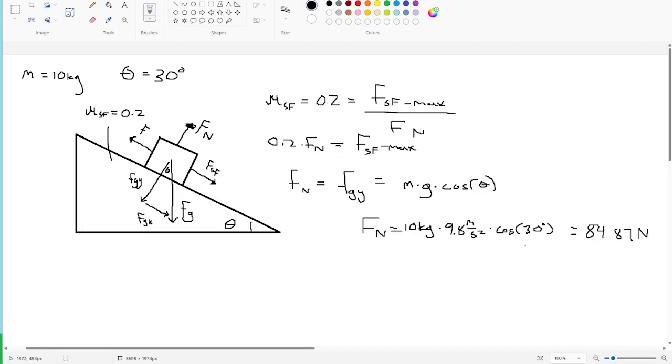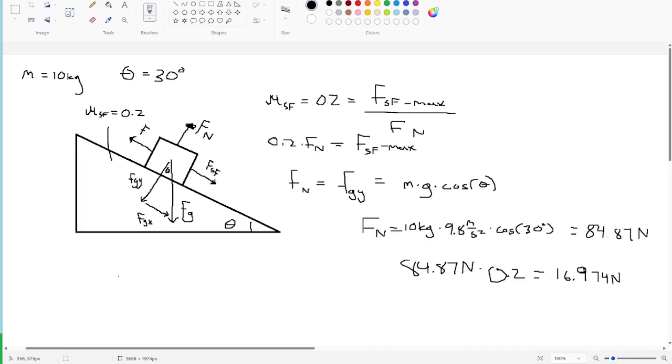Okay, so that's going to be equal to the force normal. So if we multiply that by the coefficient of static friction, 84.87 newtons times 0.2, that is going to give you our maximum static friction, which is 16.974 newtons. Okay. So now we know the force of static friction max.